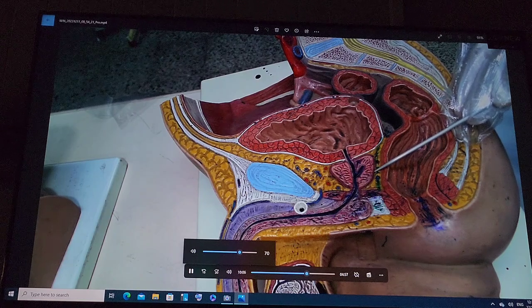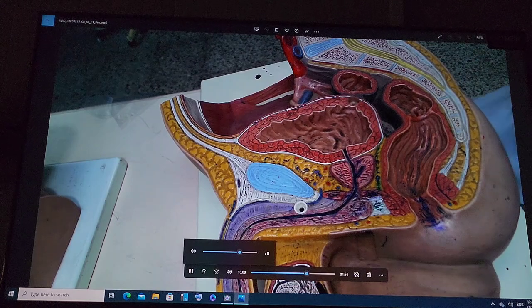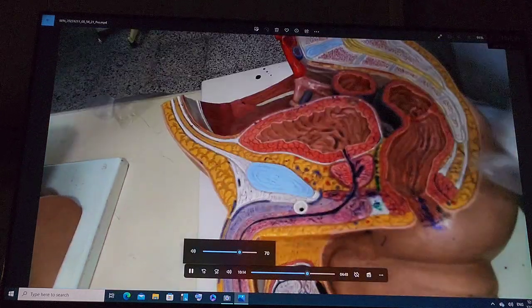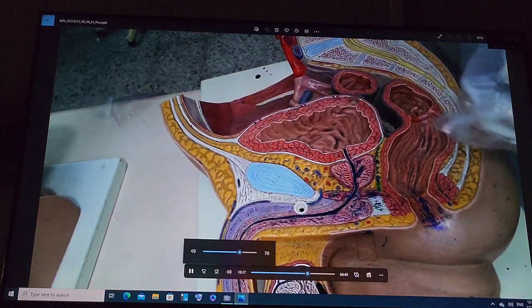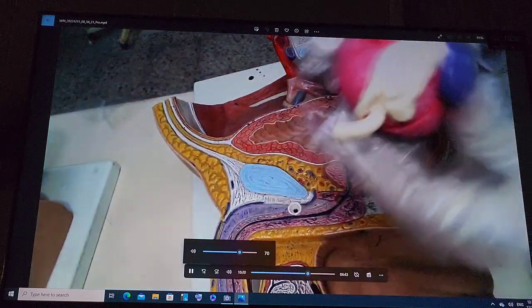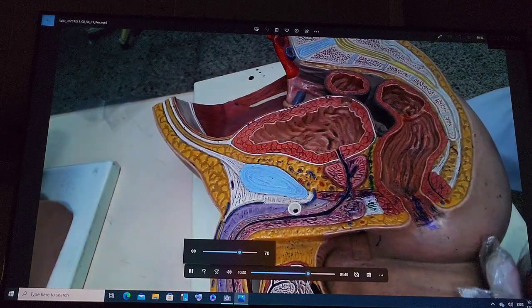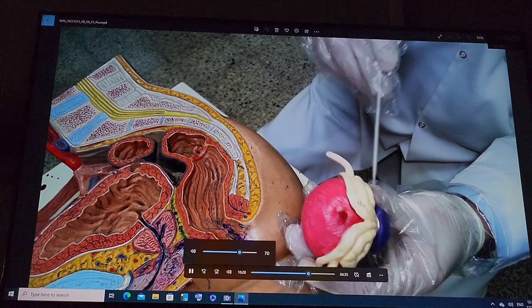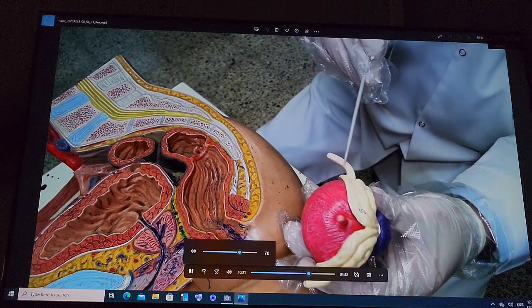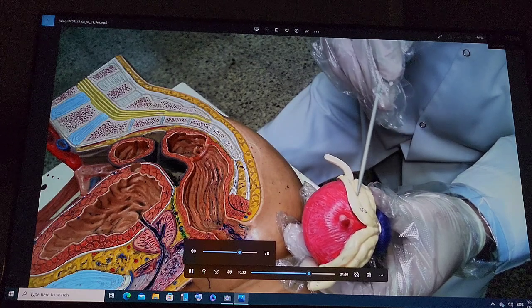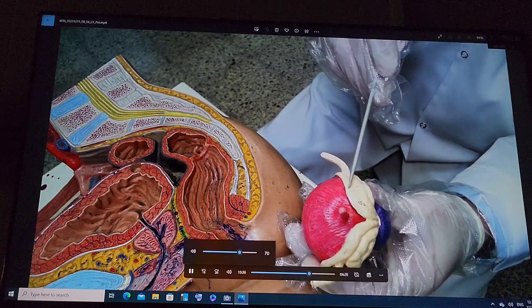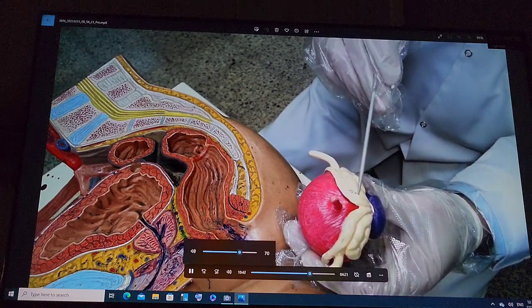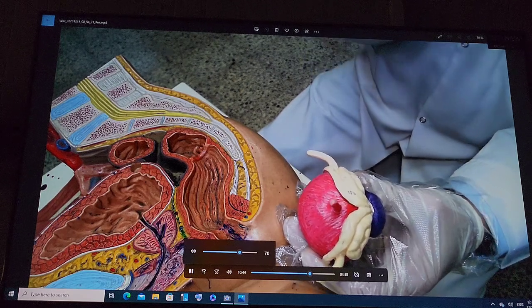On the posterior surface of the prostate, here we can see two structures related to it: the vas deferens and the seminal vesicles. The vas deferens is a thick-walled muscular tube which conveys the sperm from the epididymis to the vas, and they enter the abdomen at the deep inguinal ring.